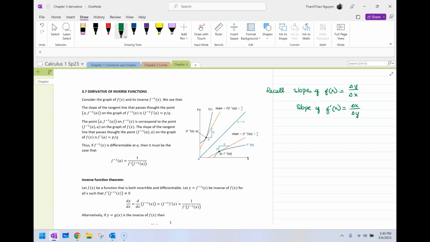So you can see here, when you talk about the slope of the curve, or the slope of the tangent line of the curve at the point A, Q represents the change in y and P represents the change in x. Whereas here, again, it is just the original delta x divided by delta y.